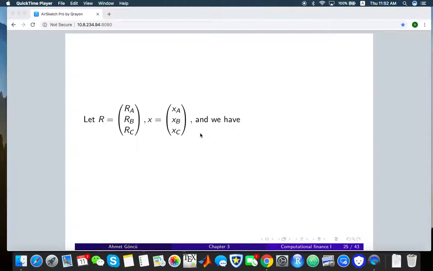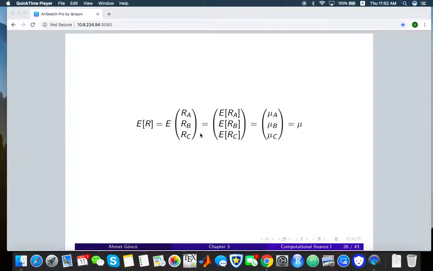So we can utilize vector notation to represent the portfolio return and variance in a more compact way. We can write R as the vector of returns, and our investment weights are simply denoted by the vector X. Then we can write down the expected return of each asset using this vector notation. Here the expectation operator is applied to each of the individual asset returns, and these are given by mu A, mu B, and mu C. Simply, we can denote this as the vector mu.